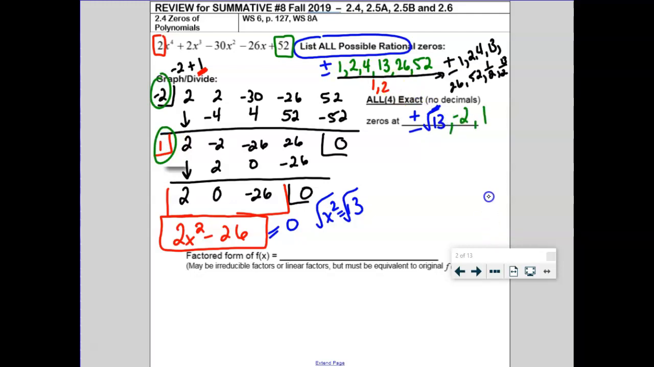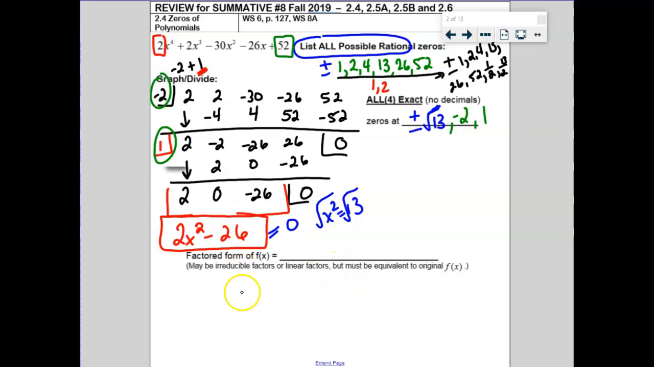So this is where kids start to get in trouble on this question. They say, okay, I'm going to take all those zeros I just found and throw them into factors, because this question is not worded real specifically. All I want is factored form with irreducible linear factors, or possibly irreducible quadratic factors. So there's a little bit of interpretation, and I'll accept different answers here.